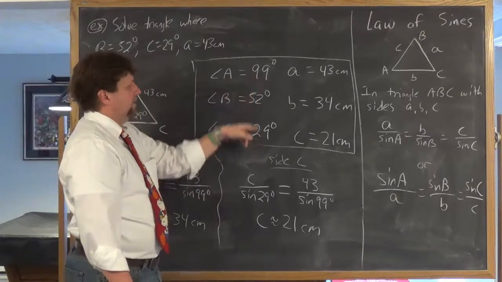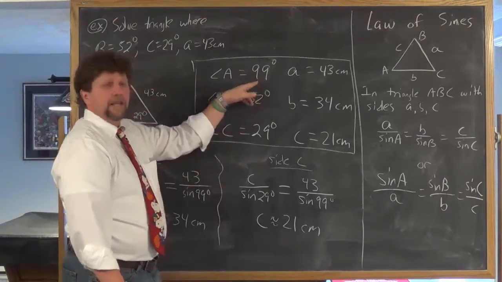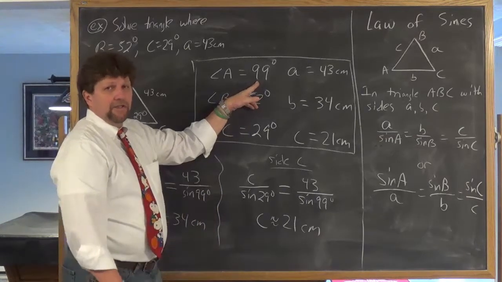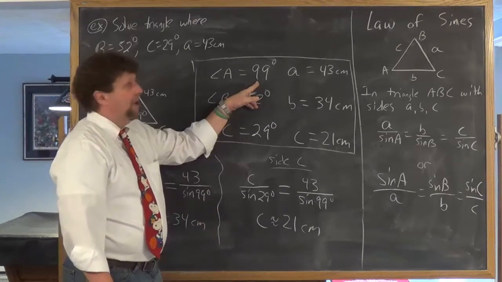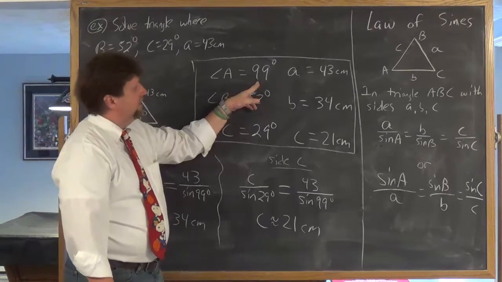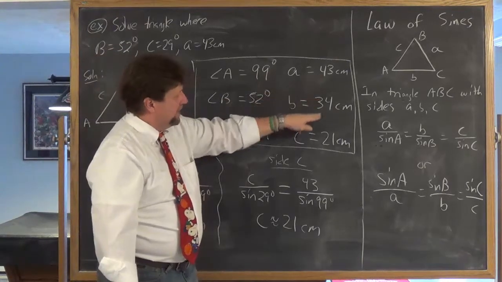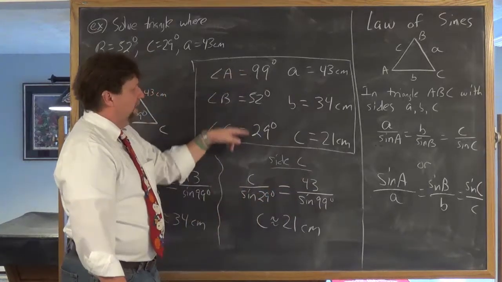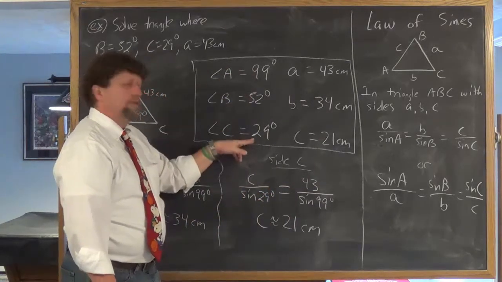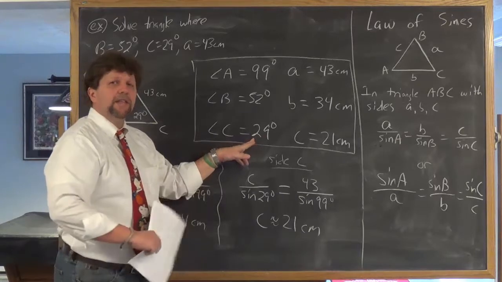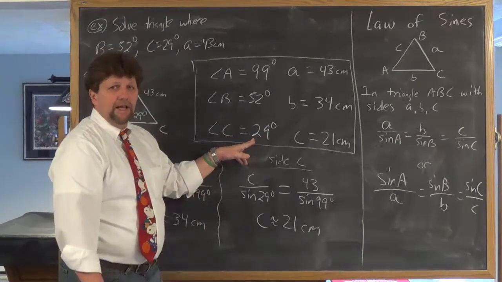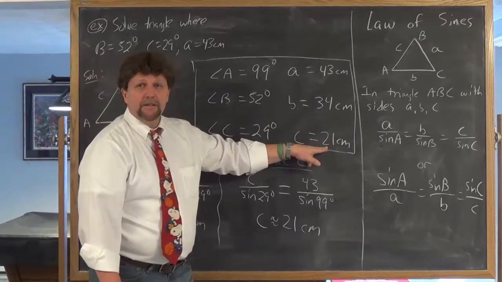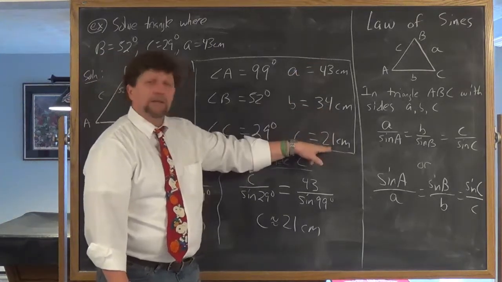Look at the largest angle. Largest angle is angle A. The side that is opposite the largest angle, that would be side A, better be the longest side. And 43 centimeters, that is the longest side. Find the smallest angle in here, 29 degrees. The side opposite the smallest angle better be the shortest side. And it is. 21 centimeters is the smallest side.